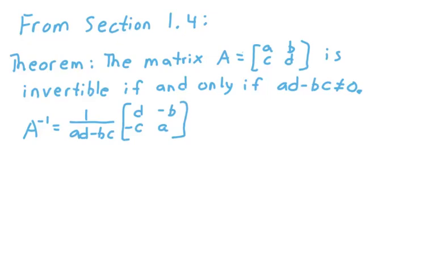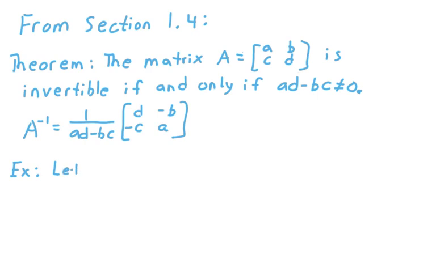This is a video from section 1.4 in a linear algebra class. Let's look at the following theorem. The matrix A, which is equal to the matrix [a b; c d], is invertible if and only if ad minus bc does not equal 0. And the inverse is given by 1 over ad minus bc times the matrix [d -b; -c a].